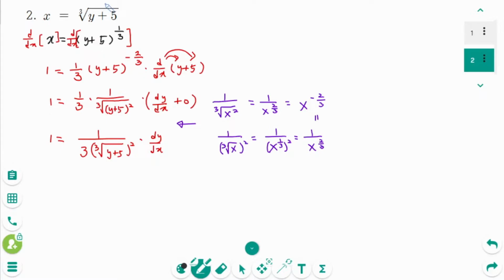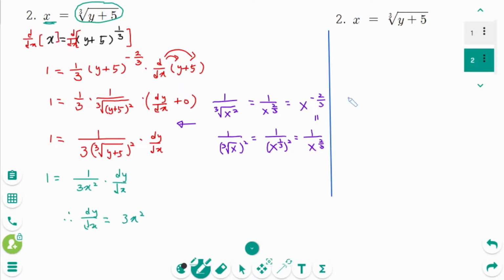Back to the original. Cube root of y plus 5 equals x. Then 1 equals 1 over 3x squared times dy/dx. Then dy/dx equals 3x squared. Or cube each side. Then we get x cubed equals y plus 5. Then d/dx of x cubed equals d/dx of y plus 5. 3x squared equals dy/dx. We have the same answer.